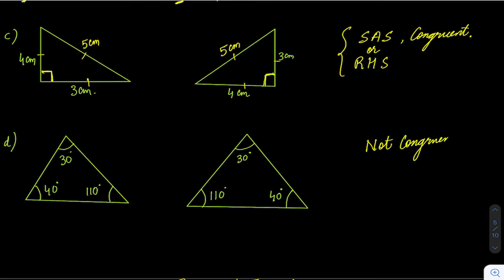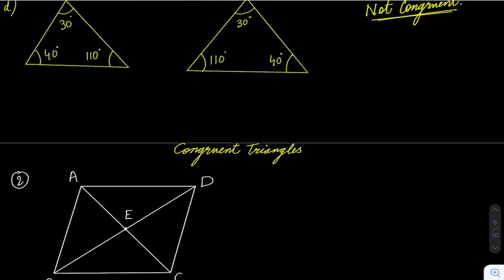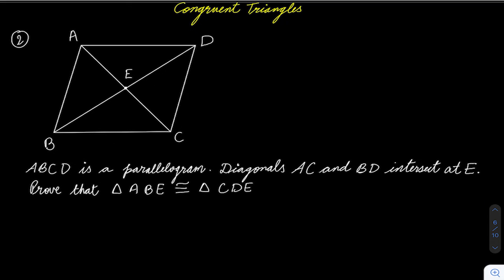We are not sure because they might be, they might not be. The information is not sufficient as there is no side length given. So we can say this is not congruent if this condition is given. Okay, let's try some other questions now.